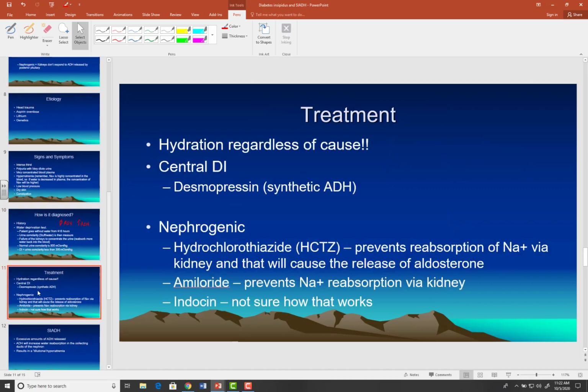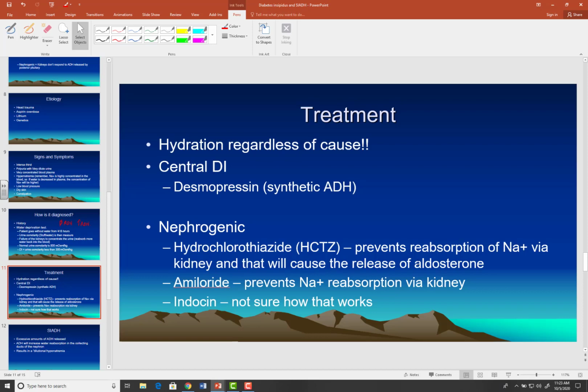So, what do you do? Well, if it's central, then you give them basically a synthetic ADH, which is desmopressin. If it's nephrogenic, then here are some medicines that have been shown to work. Hydrochlorothiazide is actually a diuretic. It's a potassium-sparing diuretic. And basically what it does is it prevents the reabsorption of sodium via the kidney, right? So if you don't reabsorb sodium back into the blood, then water is going to stay with that sodium and cause you to pee more.